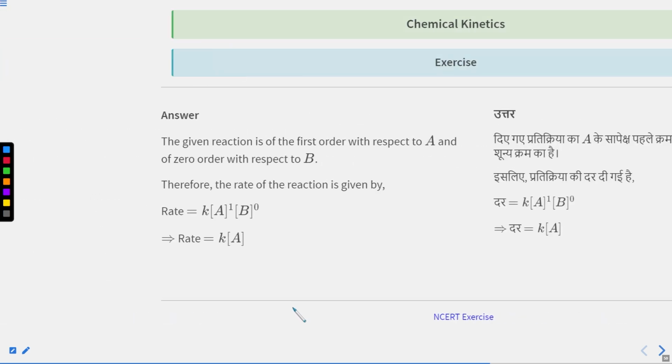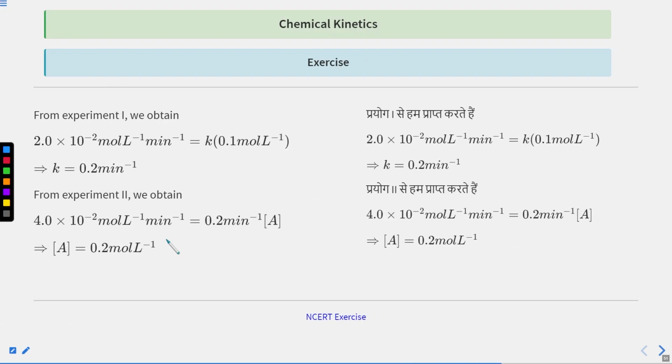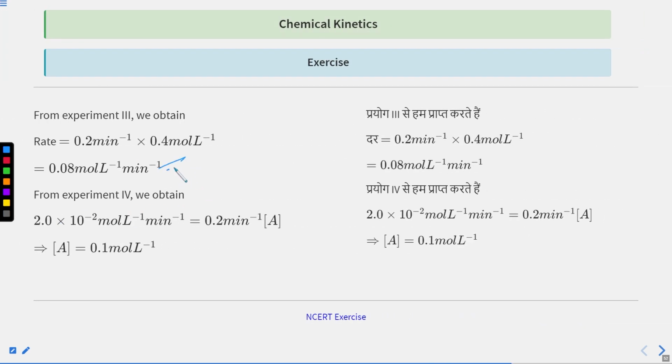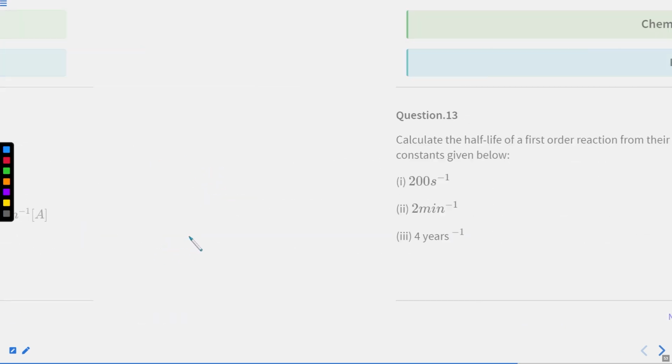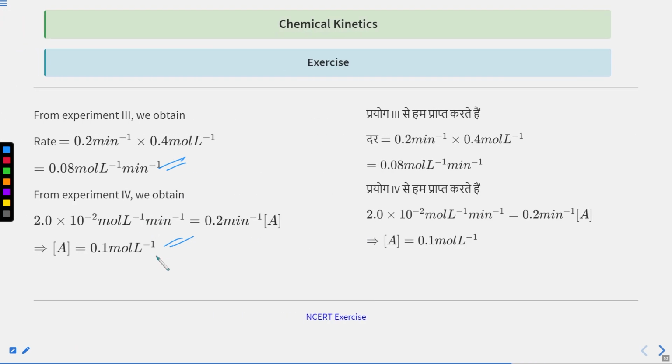Okay, now let us look at the solution. So this is the thing. This is 0.2. This is also 0.2. We found it. This is 0.08, 0.1, and okay.